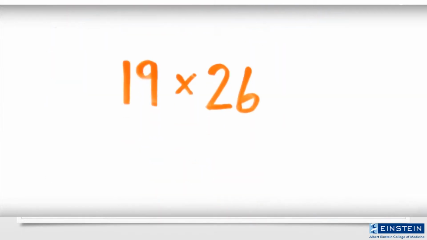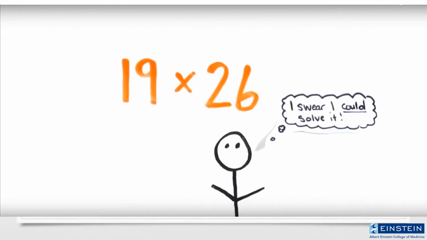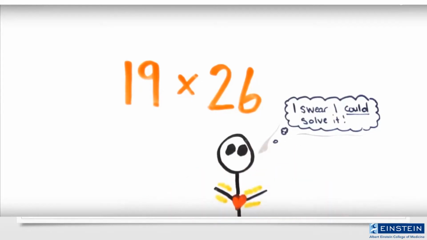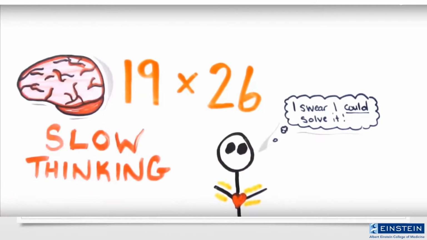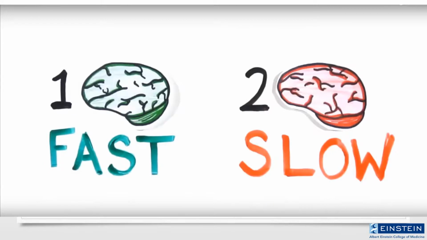But if you look at the following problem, something different happens. Sure, you immediately know it's a multiplication problem, and you knew you could solve it if you had the energy, but didn't. If you do try, your muscles will tense, your pupils will dilate, and your heart rate will increase. Now, you've experienced slow thinking. These 2 systems of fast and slow thinking dictate much of our perception and reaction in life.